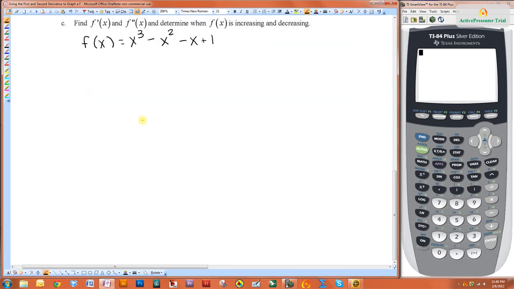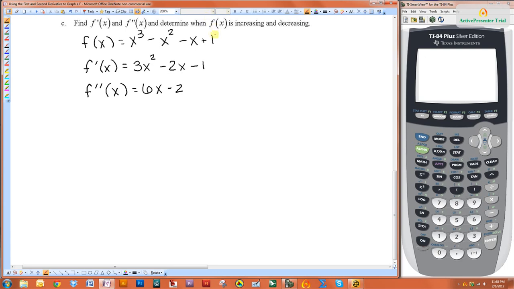Okay, so I want to find the first and second derivative of this function, and then I want to determine when it is increasing and decreasing. So to find the first derivative, because this is a polynomial, it's not too difficult. I just drop down the exponent and then decrease it by 1. Okay. To find the second derivative, I just take the derivative of the first derivative. So I drop down the 2, multiply it by the 3, giving me 6x, and then minus 2.